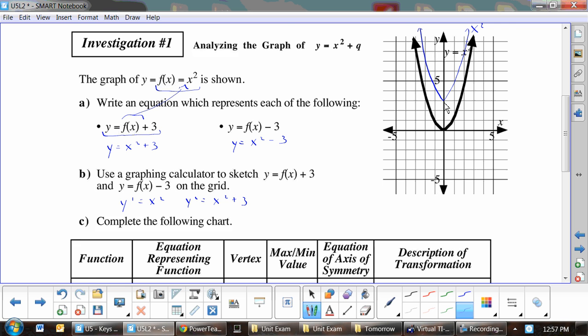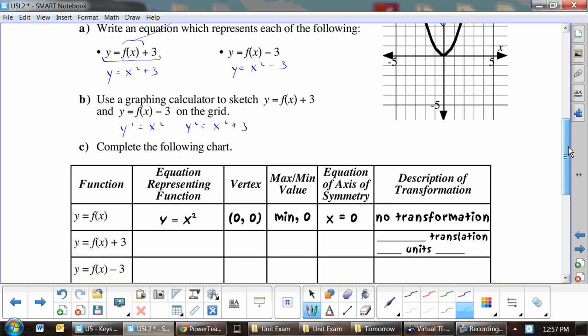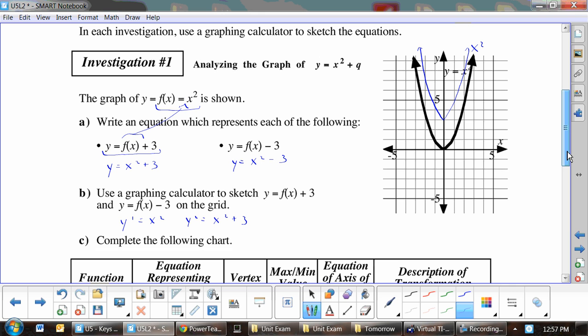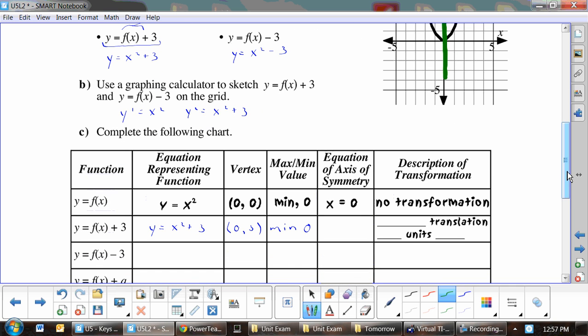Okay? So, let's fill in this chart here. So we'll go y is equal to x squared plus 3. So what's the vertex of our new graph? You got it, 0 and 3. Okay? And so our minimum is still 0, right? And the axis of symmetry is just where the graph is split in half, like here. So has our axis of symmetry changed with our new graph? No, it's still x is equal to 0.